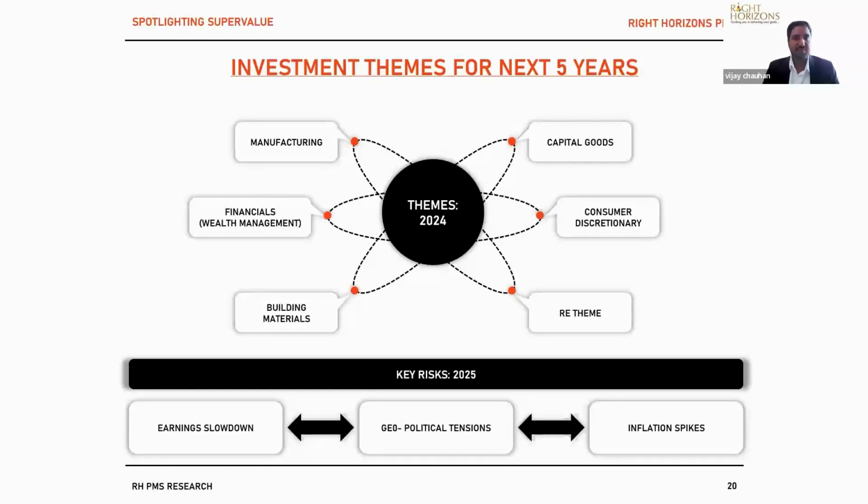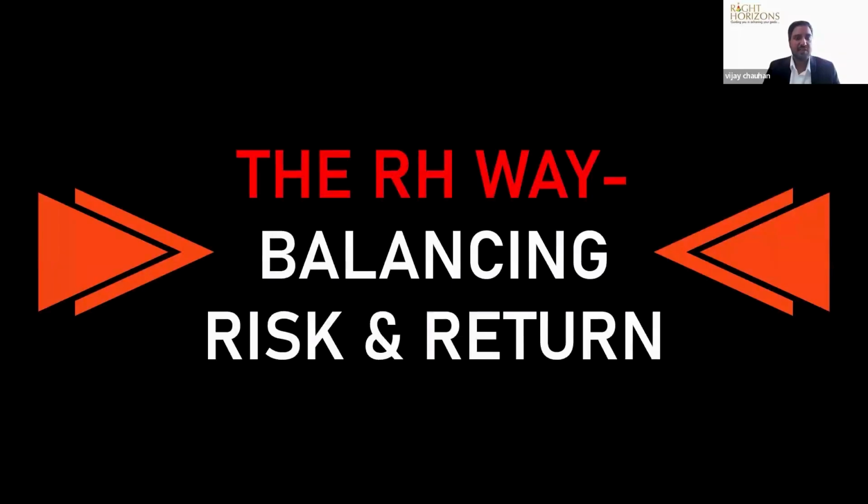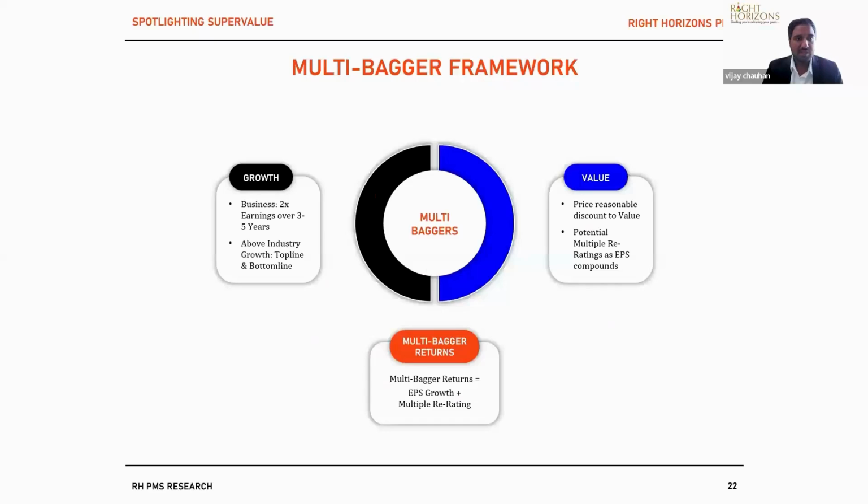So now we have these 6 sectors. Now we'll spend time on how we can identify different businesses from this space, which will help us deliver superior risk-adjusted returns in the long term. So we can move to the next slide.